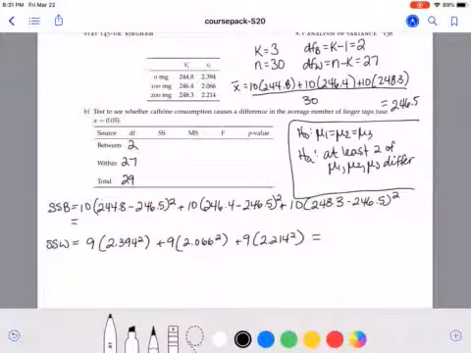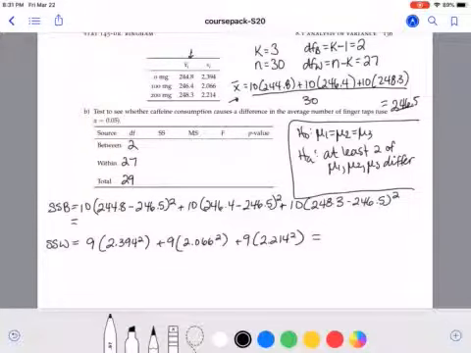Then our grand mean, we take each sample size, which is 10, multiply by the individual means, and then add those up, and then divide by the total of 30. We get 246.5, and just a quick check, that is between these other means.